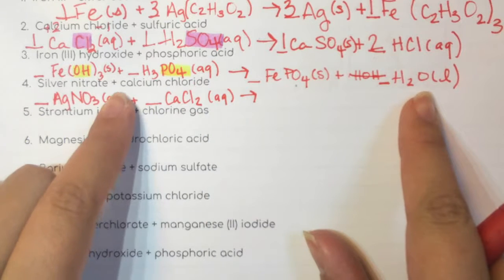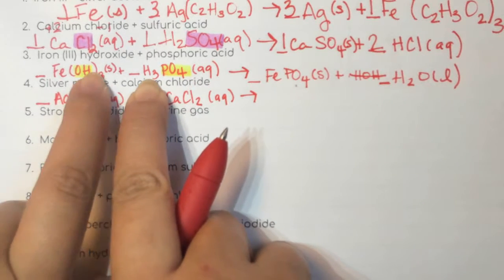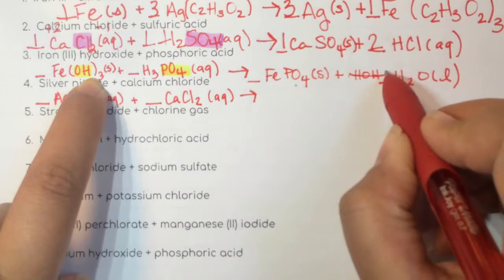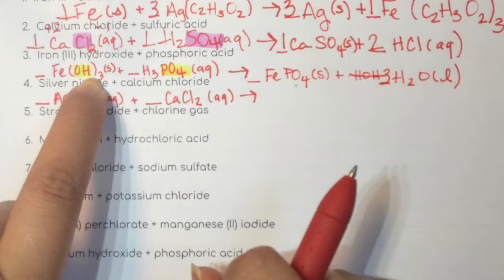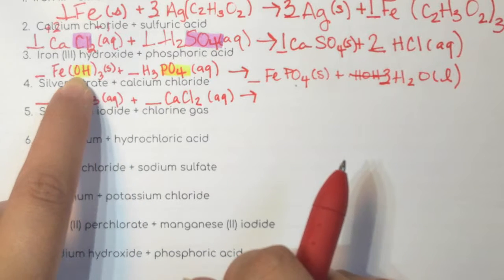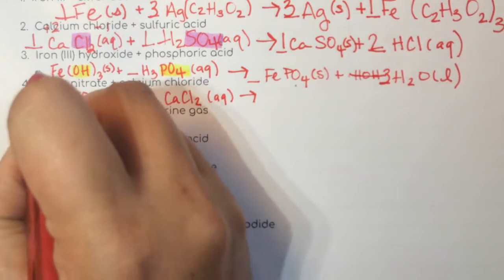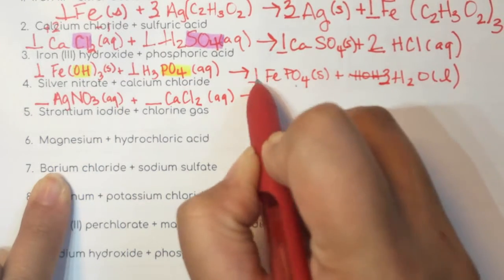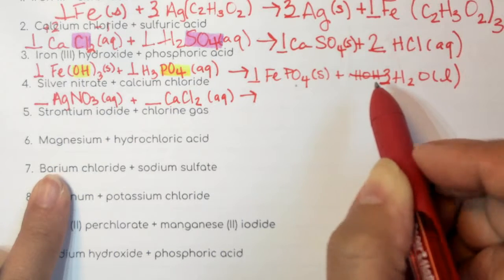So then let's look at the H's and the O's. I have 3 hydrogens here. I have 3 hydrogens here. So that's 6, which means I have to put a 3 over here. And then I have 3 oxygens right here, which I just put a 3 here, 3 oxygens here. So it's a 1-to-1 to 1-to-3 ratio. Okay?